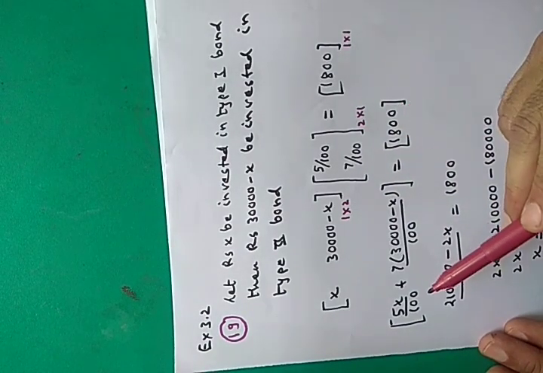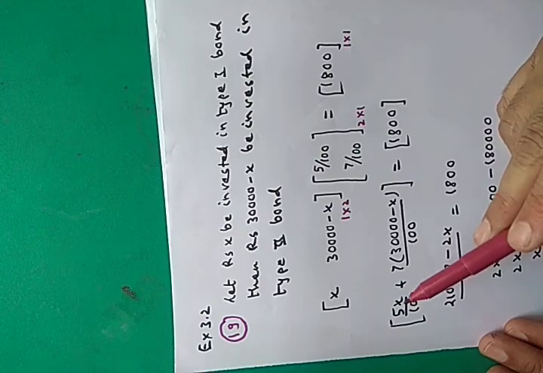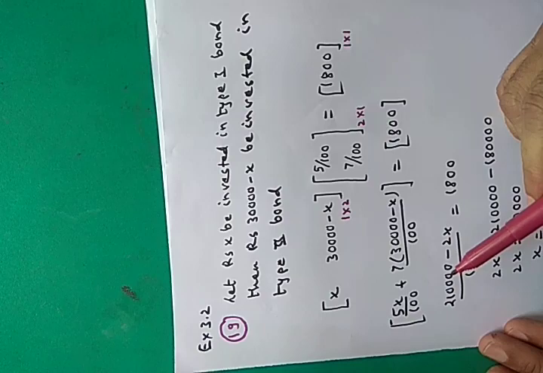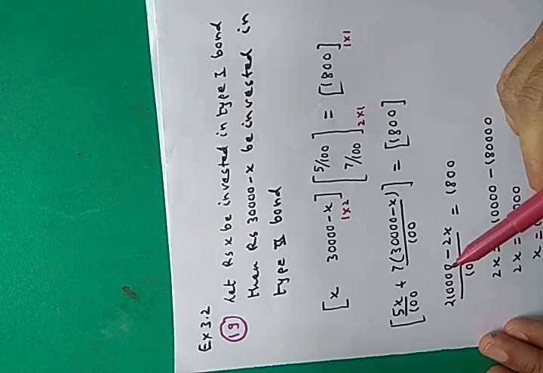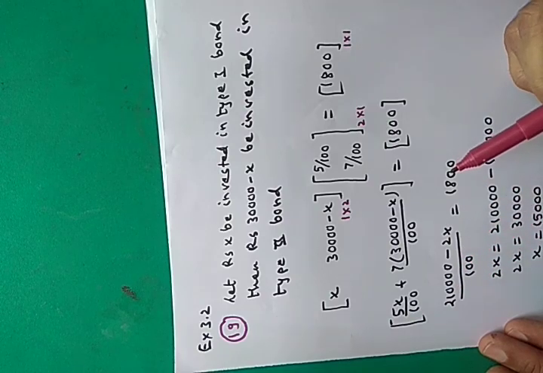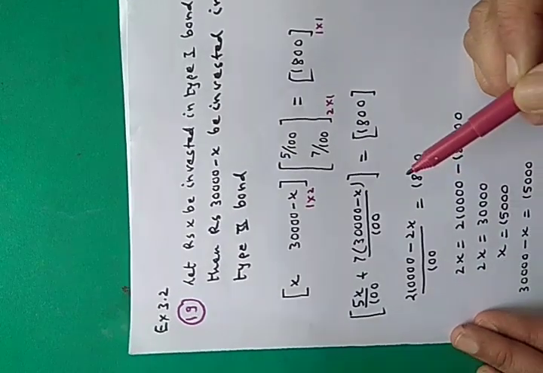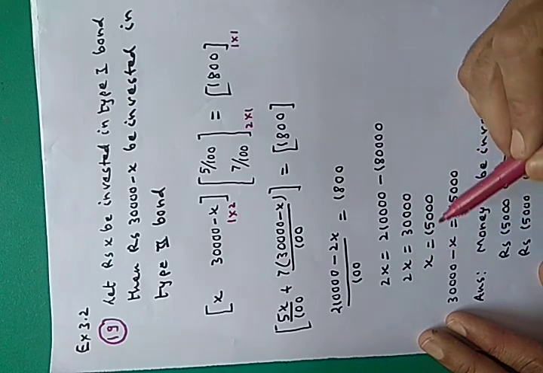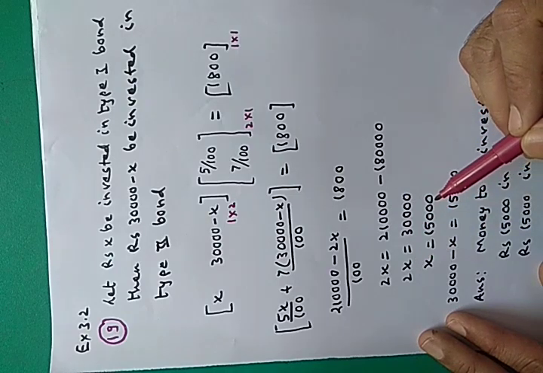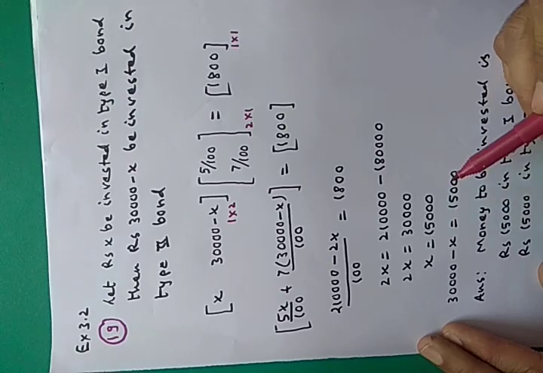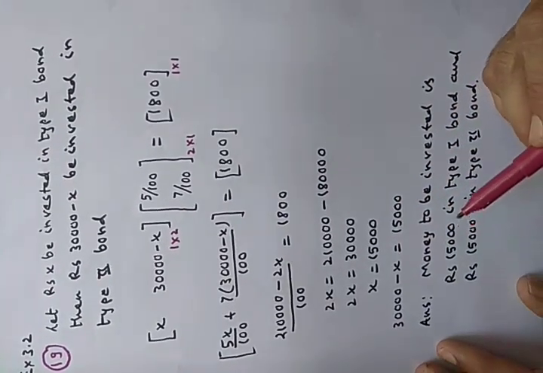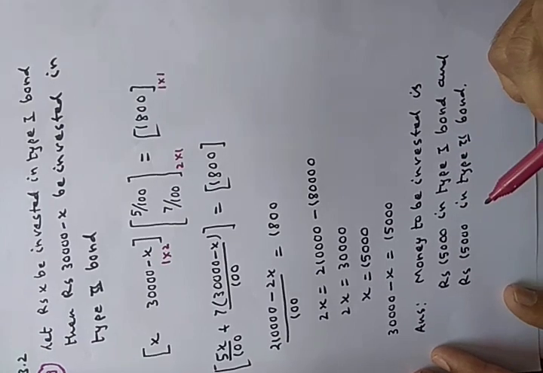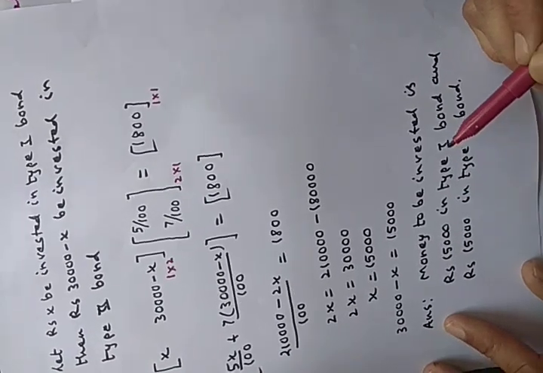So you take LCM 100, 5x minus 7x, minus 2x, and 21,0000 here you will get. Okay, and this is equal to 1800. And after simplification you will get x equals 15,000 and 30,000 minus x is also 15,000. So money to be invested is rupees 15,000 in type 1 bond and rupees 15,000 in type 2 bond.